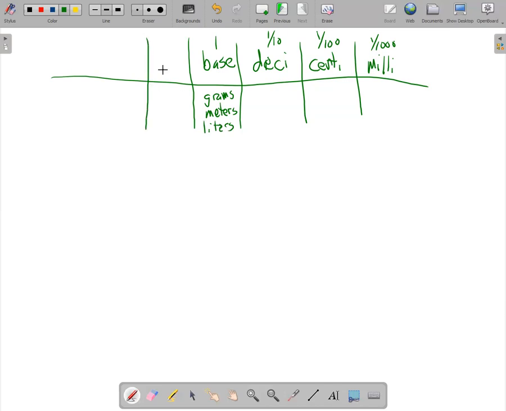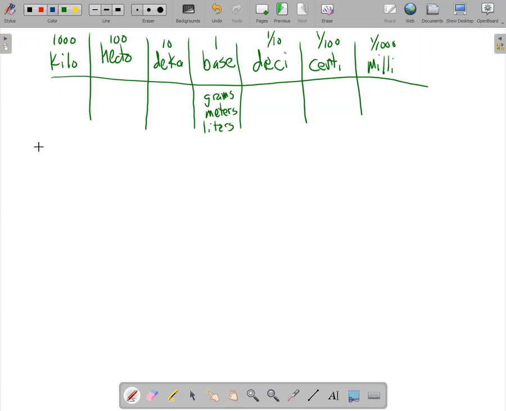And then heading the other way, we've got deca, hecto, and kilo, and they head out in the other direction. So a deca is 10 times the base unit, and a hecto is 100 times the base unit. And a kilo is 1,000 times the base unit. So it's really just a matter of shifting the decimal point when you're switching from one metric unit to another.